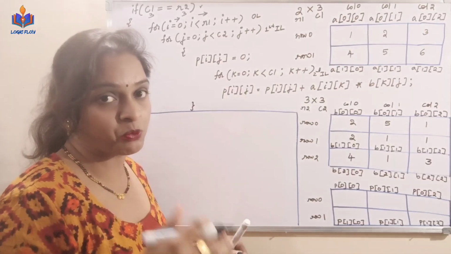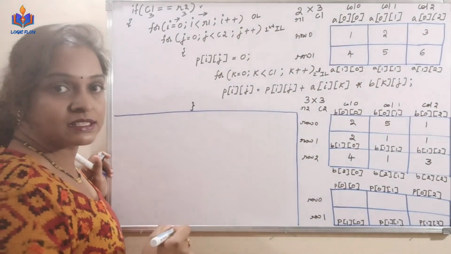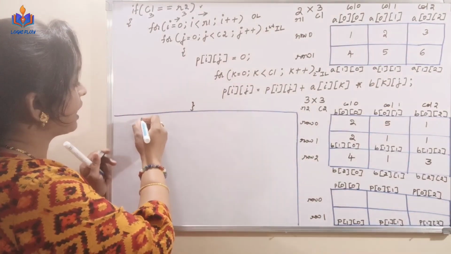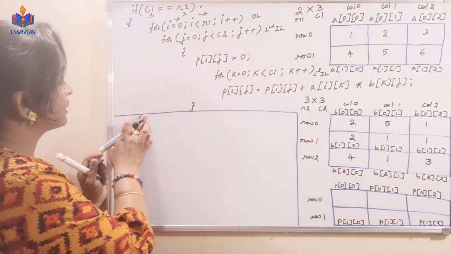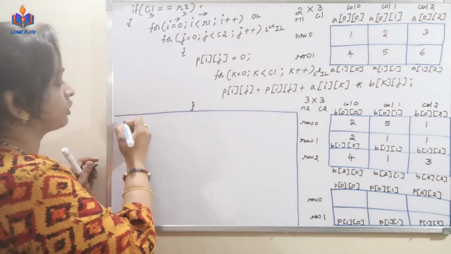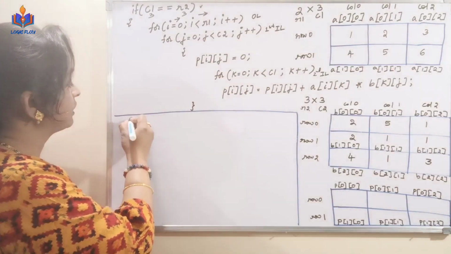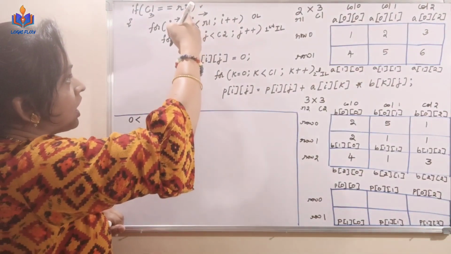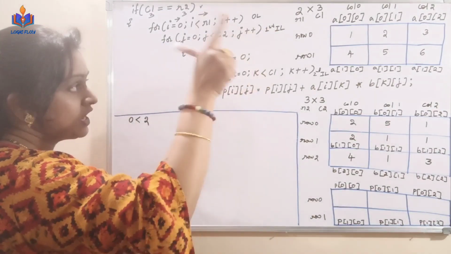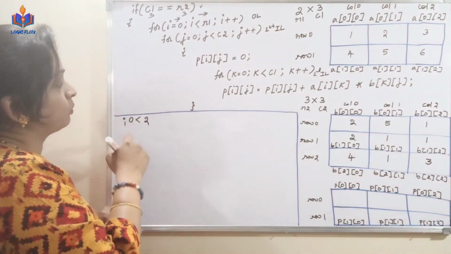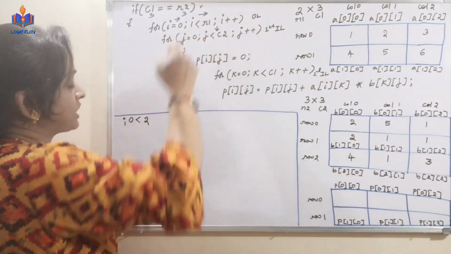So let us start with the iterations now. i equal to 0, i less than R1. So i is 0. Let me write here because we have many things to write. i is 0, 0 less than R1. R1 is 2, the number of rows of the first matrix. This is the i loop. Condition true. Get inside. The j loop starts.